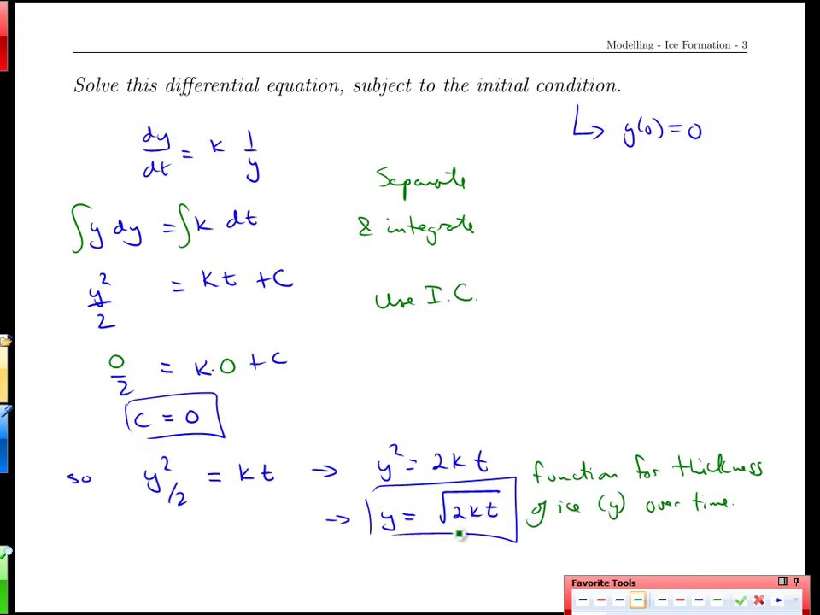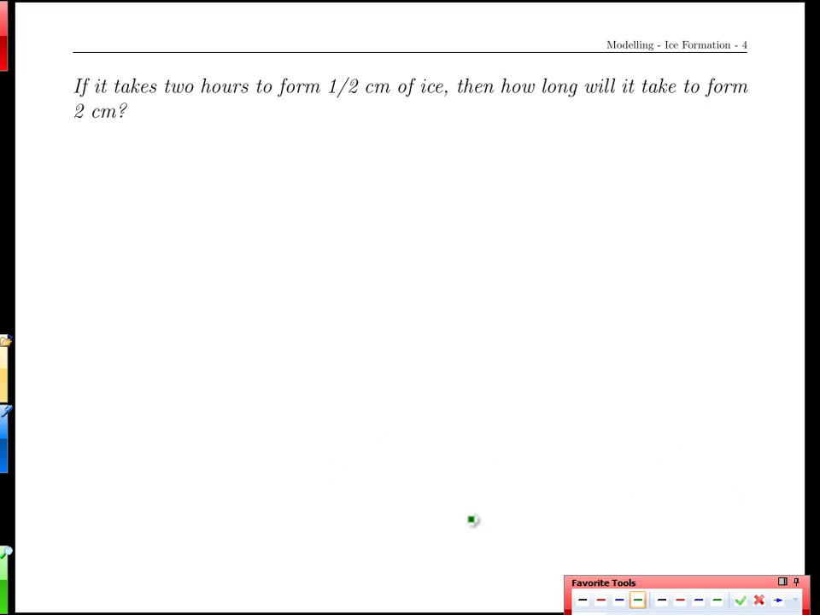All right. Once we have that, we can start making predictions about how long certain things will take, and let's look at how we can use information or data from particular data points or time points to do that. If we're told it takes 2 hours to form half a centimeter of ice, let's translate that. The time is 2 hours, so let's say t is 2 measured in hours. The resulting ice thickness is 1/2 centimeter, so we can pick our own units here as long as we're consistent.